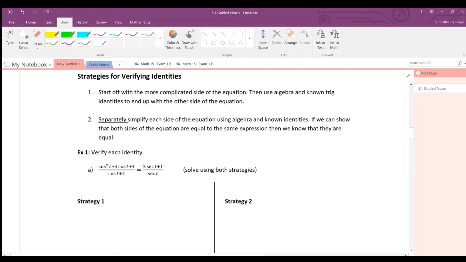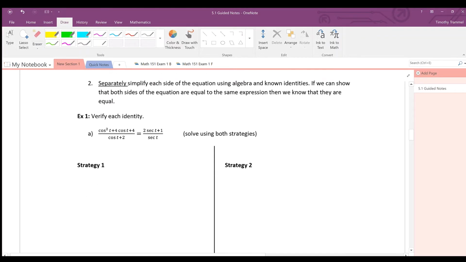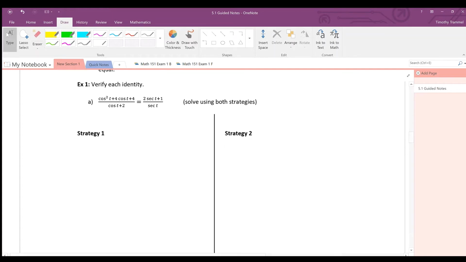And the second strategy, when things do look a little bit more challenging, is we'll just start working from both ends of this. And what I mean by working from both ends is I want to start thinking about what cosine squared of t plus 4 cosine of t plus 4 over cosine of t plus 2 is equal to. I want to think about what else this is equal to.